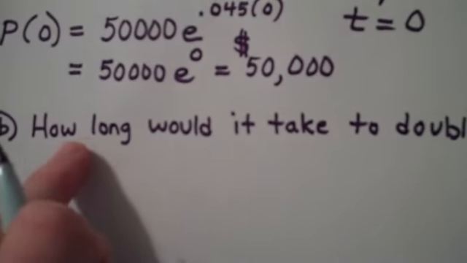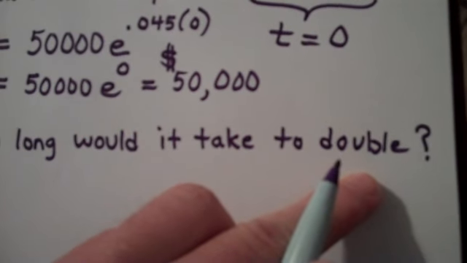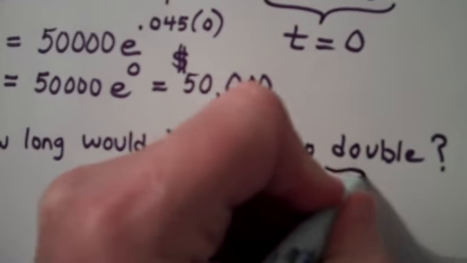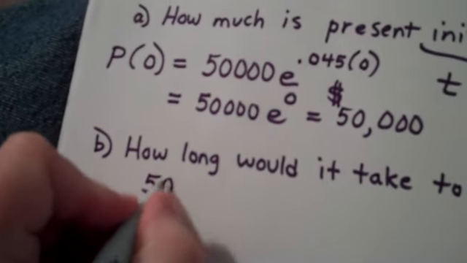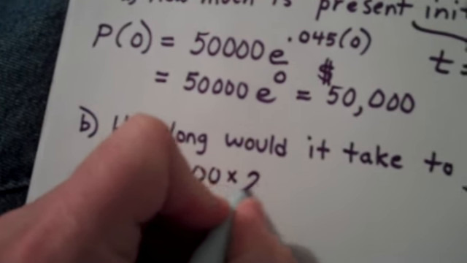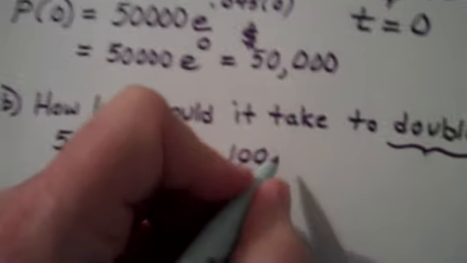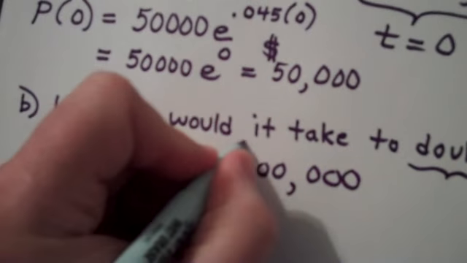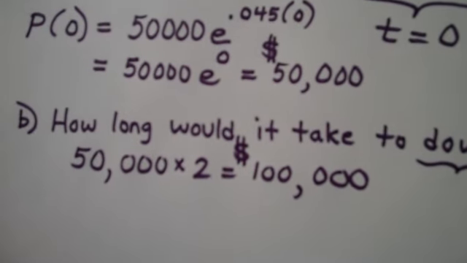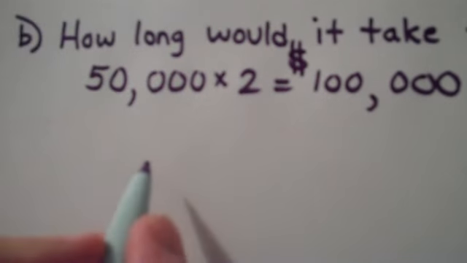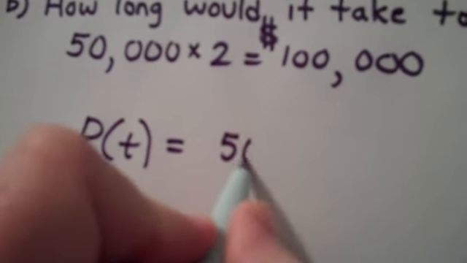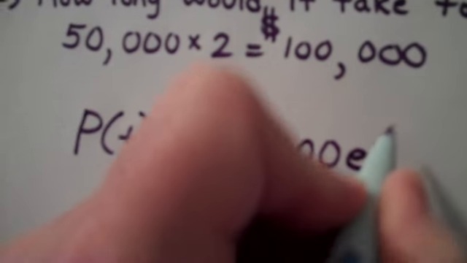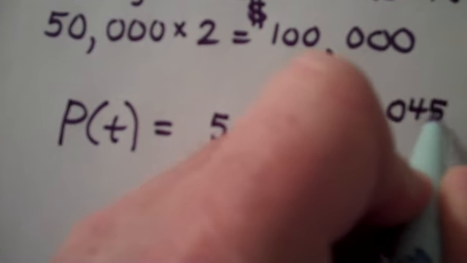Now, part B says, how long will it take for this money to double? Well, of course, double means times 2. Well, 50,000 times 2 is $100,000. So what I want to know is how long it will take this money to reach 100,000. And here's how I figure that out. My formula says P of t is equal to 50,000 times e to the 0.045 t power.